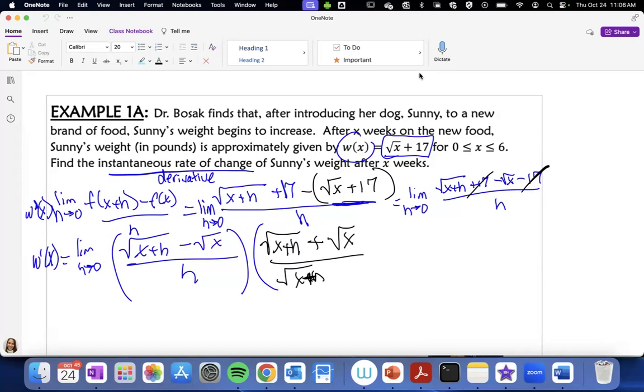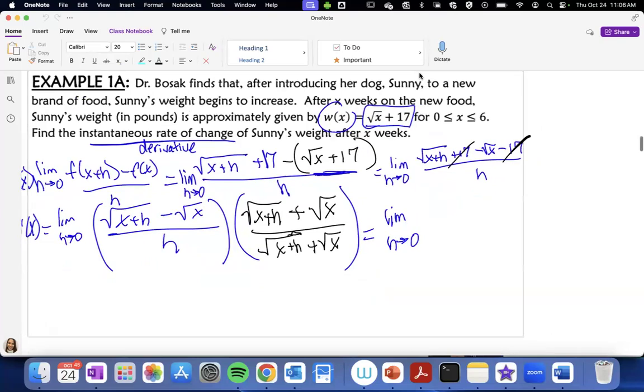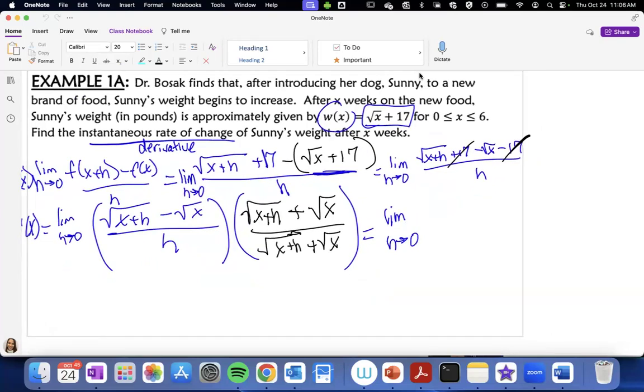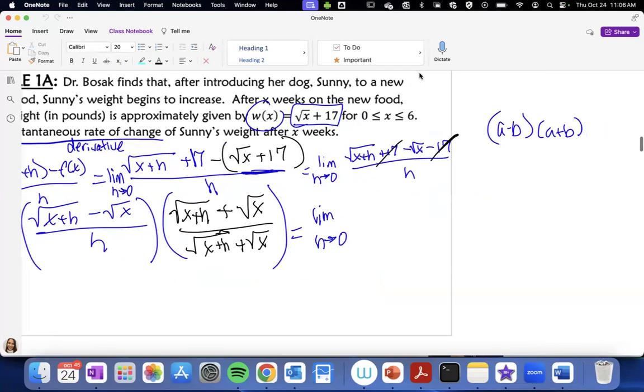Oh, that's sloppy. My bad. Root x plus h plus root x. Okay, now we get the limit as h approaches 0 of... what does this a minus b times a plus b become? a squared minus b squared, right? Difference of squares.